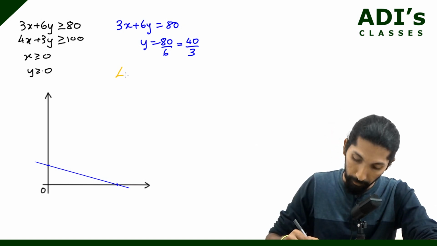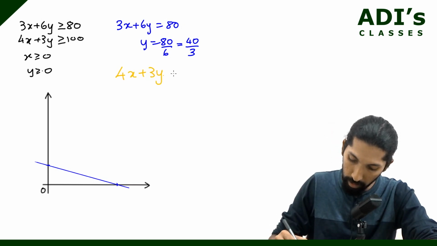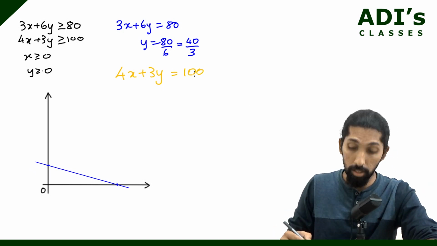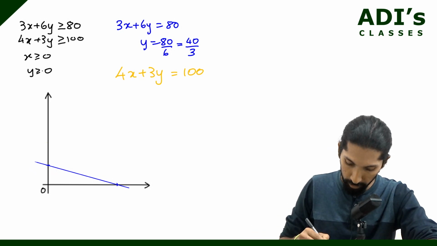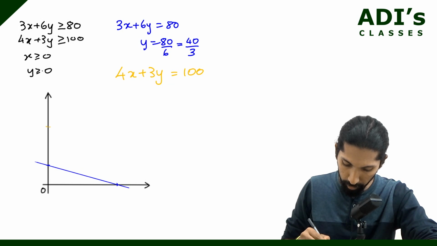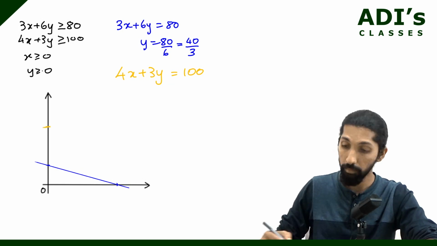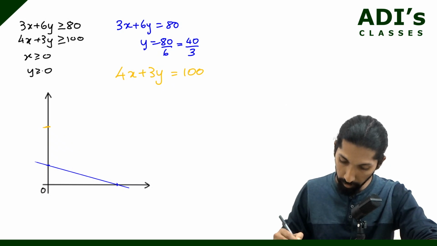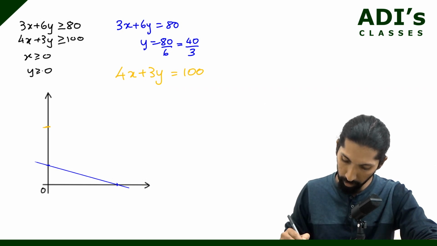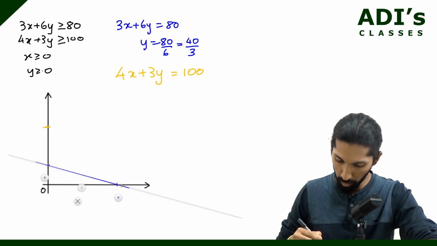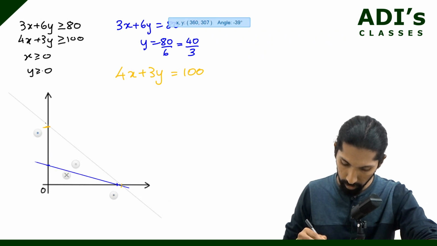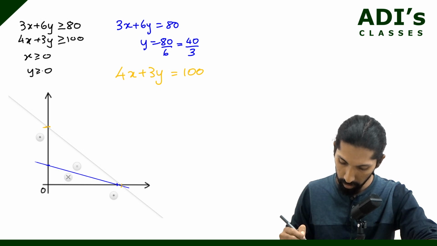If you take the next line, 4x plus 3y is equal to 100, right? Suppose if x is 0, then y is 100 by 3. So 100 by 3, maybe somewhere over here. Now, if y is 0, x is 25. So somewhere around here only. You'll get some very close point, somewhere over here. So one point, one more point.